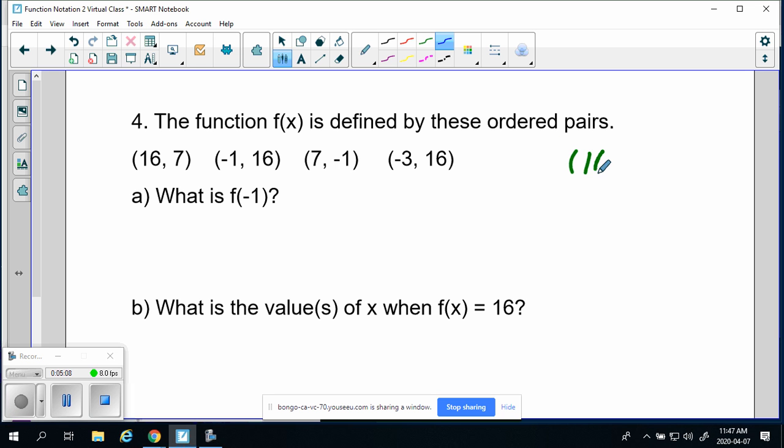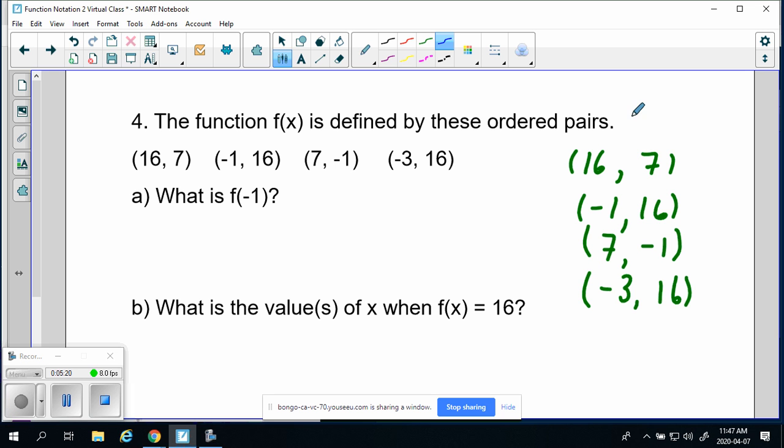So for example, I'm just going to rewrite this out, 16 comma 7, and then on top of that, I'm going to write this like this. And I'm just going to stack the points. And the reason I do this is because then it's easier for you to see which are the x values, which are over here, and which are the y values, which are here. And that's going to help you out a lot.